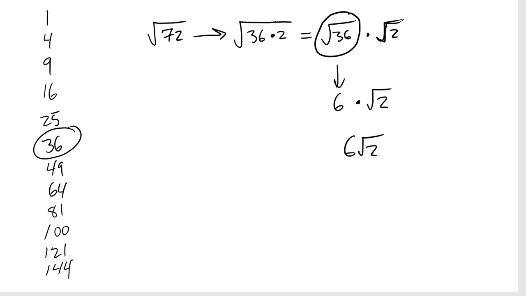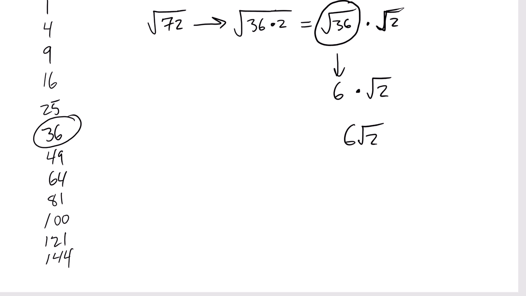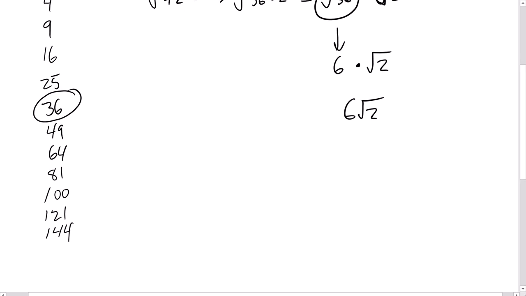Okay, so it's all about trying to break down the number underneath the radical into some sort of a combination of two numbers so that one of them is a perfect square. I can make up any number I want and do this process again. So let's do square root of 108. I'm thinking about numbers that 108 is divisible by. Well, if I divide it by 2, I get 54. Okay, 2 is not a perfect square. 54 is not a perfect square.